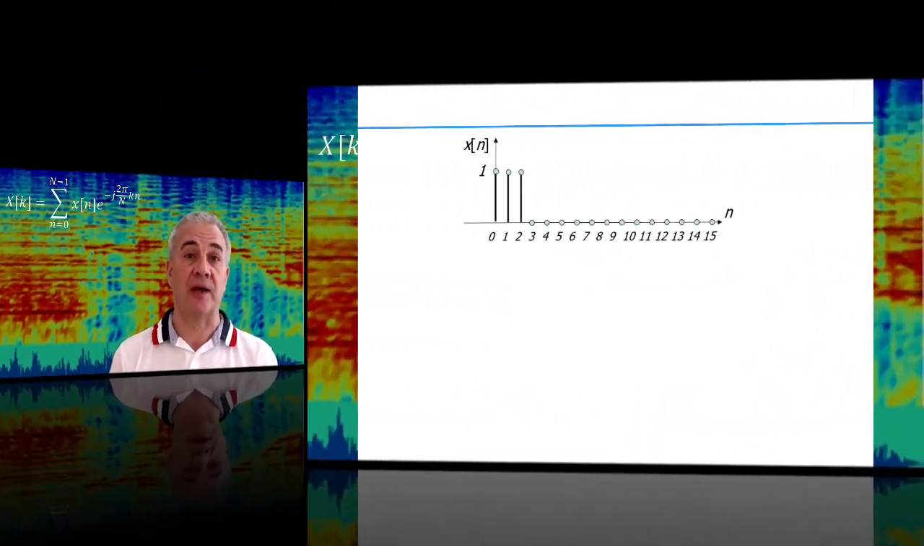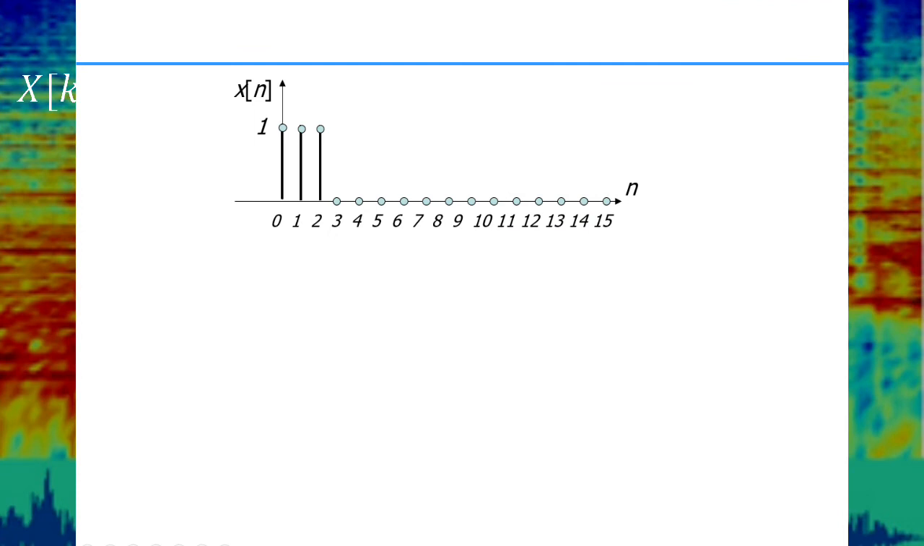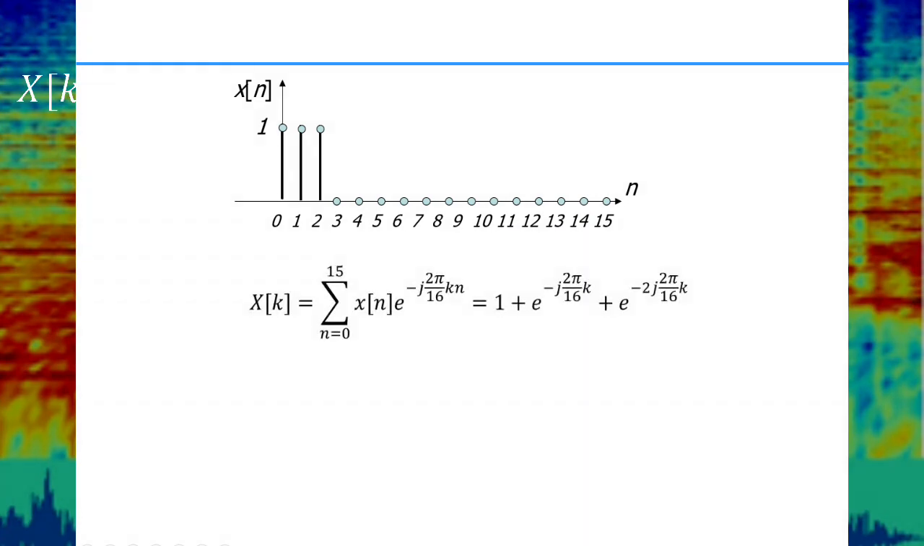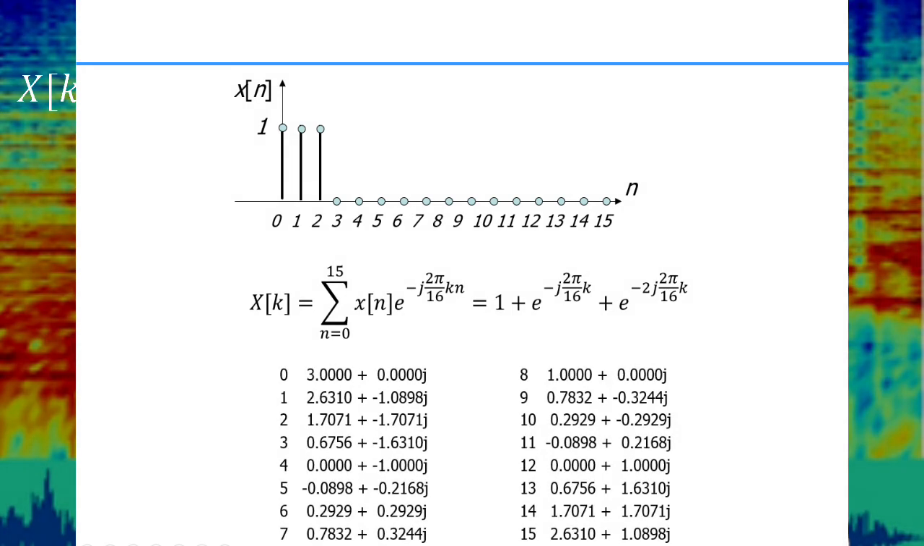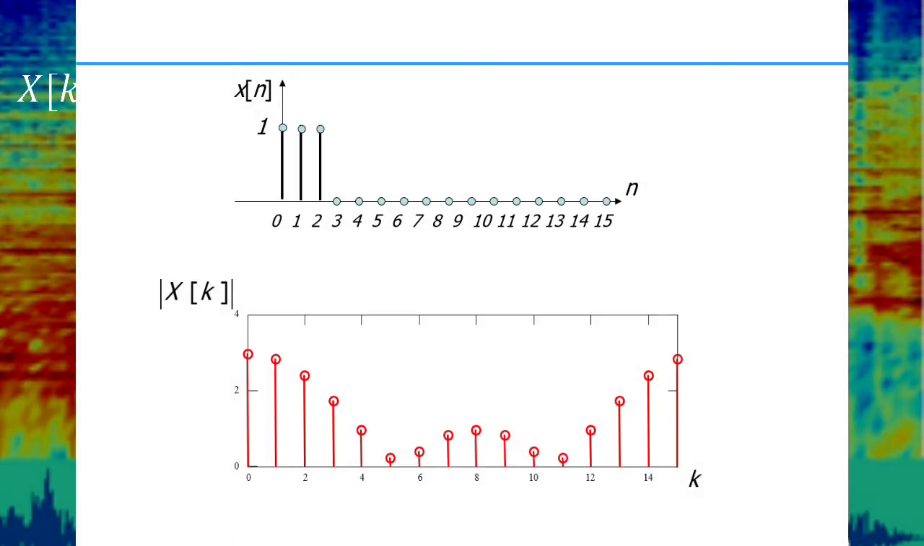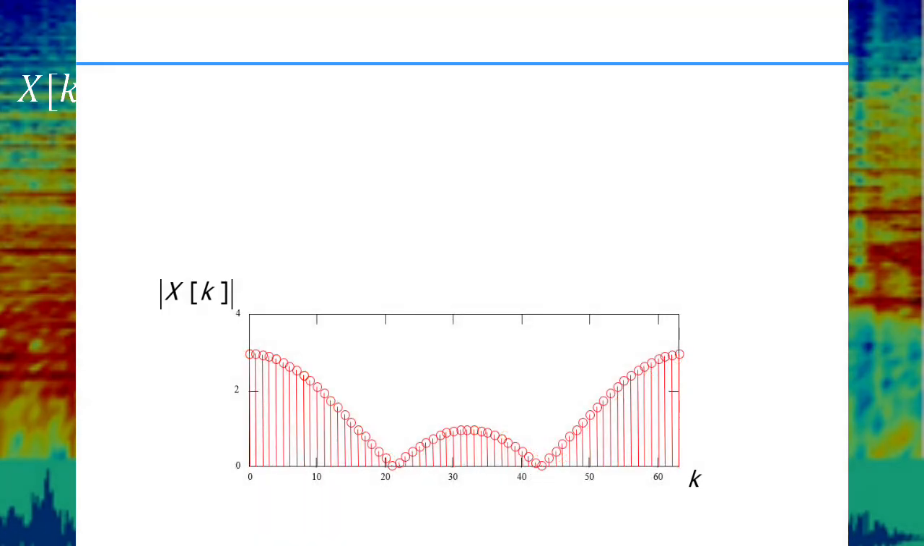Let us take the same signal as before and calculate the DFT. Since there are only 3 non-zero values, we need to decide how many input samples to use. For instance, for N is 16, we have 13 zero values. Here is the general DFT result for N is 16 and next all 16 DFT coefficients. We can also plot the amplitude spectrum. I think you can clearly see the similarity of this result with the DTFT result shown previously. Especially if we take a larger value for N, for instance N is 64.